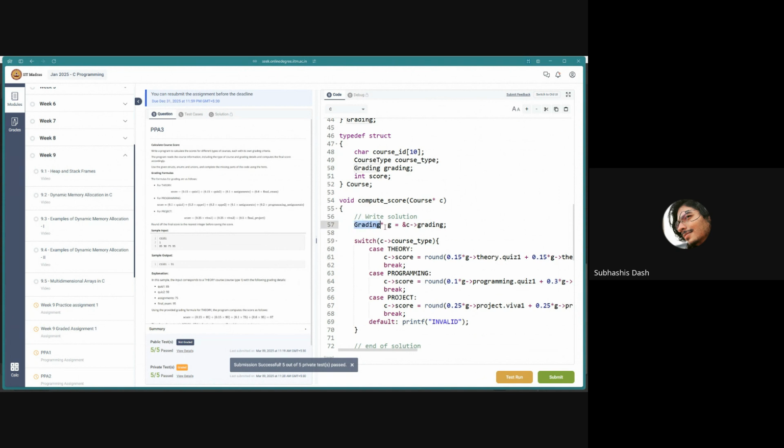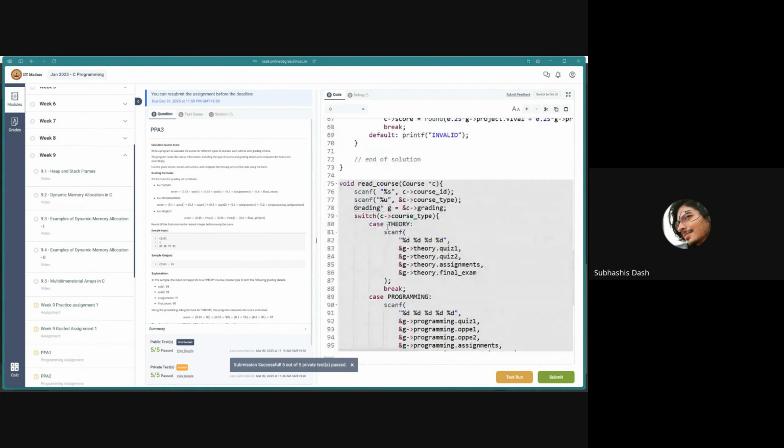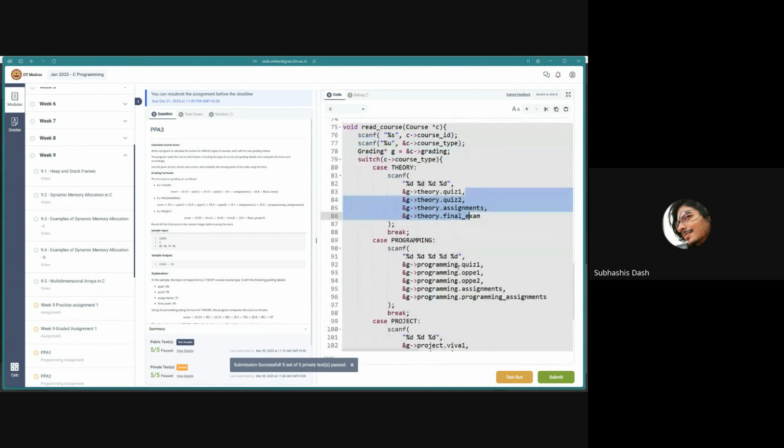Firstly, I got this clue from looking at the code over here. How have they done this here? They have taken grading star G. They have set grading star G. So they have a pointer G that points to grading in the C course data type. So using this G, you do not have to write this whole thing over and over again. Just write G, this arrow, and then whatever theory courses you have, or whatever programming or whatever Viva you have.